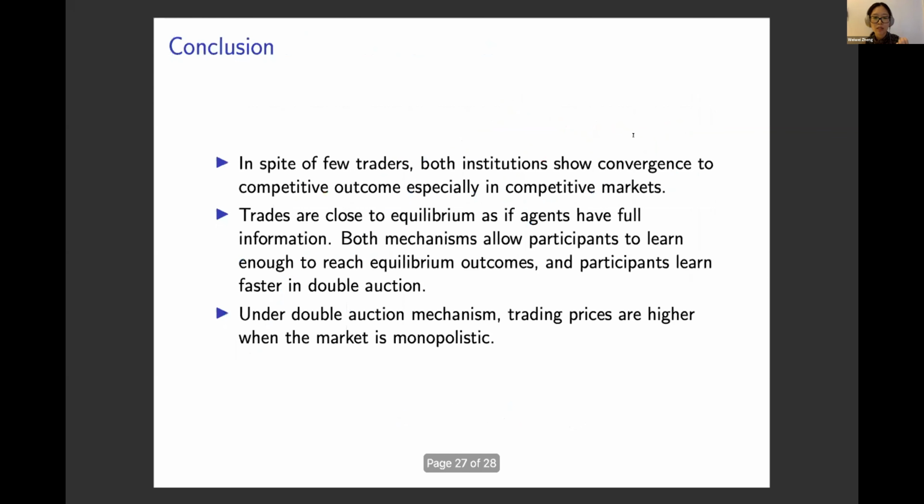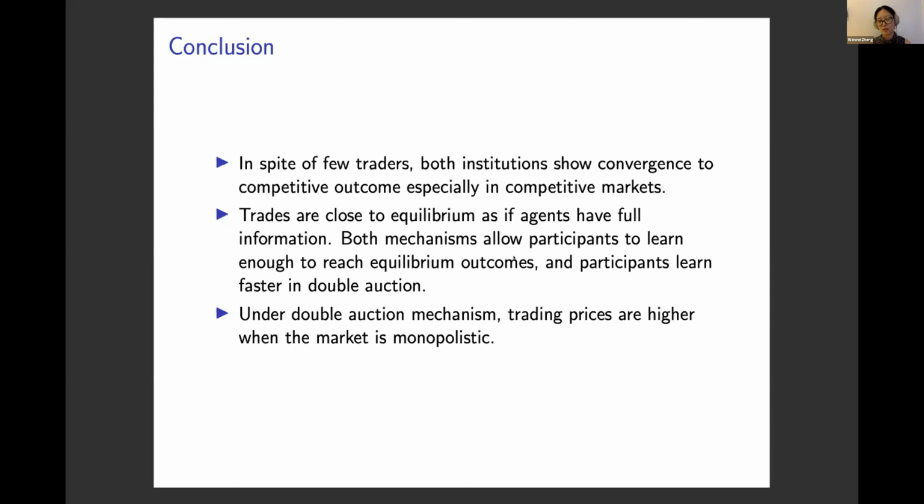So the main takeaway from this study is that in spite of there being very few traders, both institutions show convergence to the competitive outcome, especially in the competitive market. And trades are closer to equilibrium, as if agents have full information, like predicted in Nash equilibrium. And both the clearinghouse mechanism and double auction allow participants to learn enough to reach the equilibrium outcome.